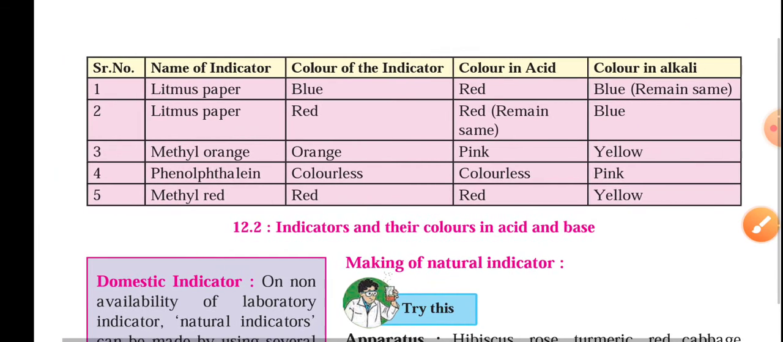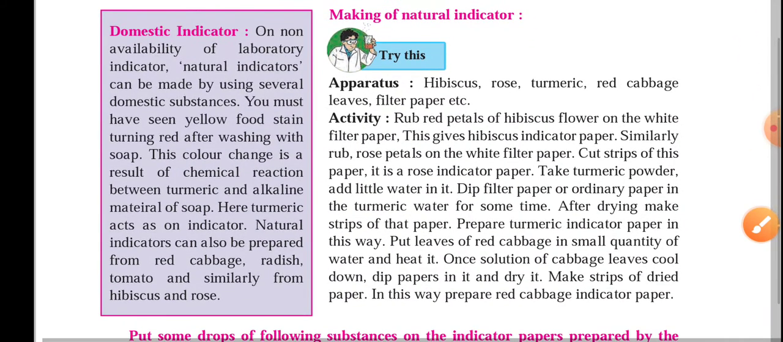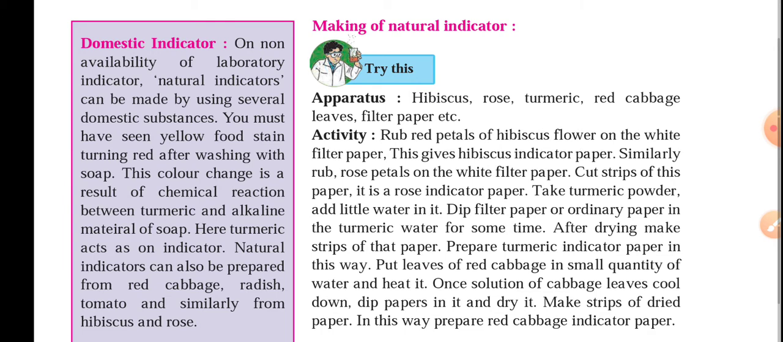Now, this is about what we are using in a laboratory. In our day-to-day life also, we have different indicators which we call domestic indicators. When these laboratory solutions are not available, we can use domestic indicators. What are those domestic indicators? Like turmeric, then cabbage, radish, tomato, hibiscus and the rose. These two flowers are also used for making the domestic indicators. So these are the indicators which are available at our home, and we call them the natural indicators.